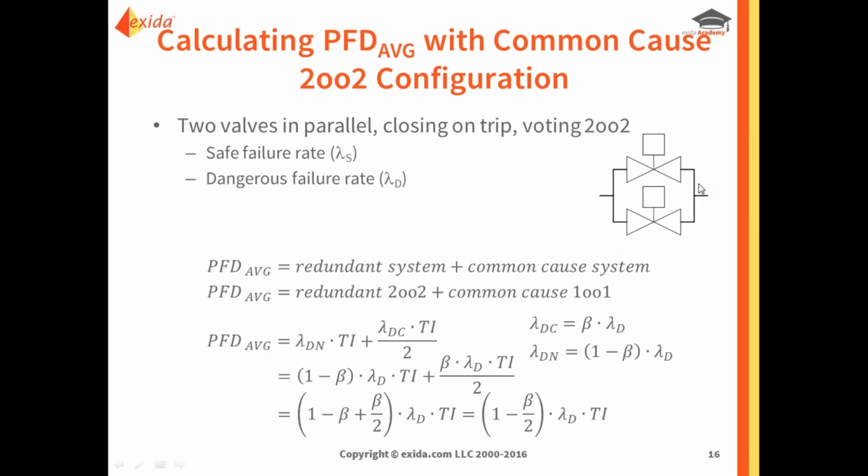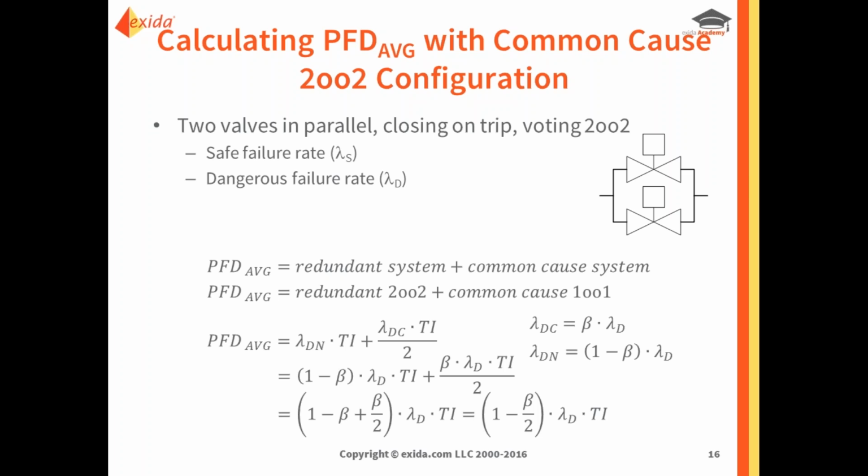Now let's look at a 2 out of 2 configuration, where in this example there are 2 valves in parallel, and they need to close and trip. If there's a dangerous condition in the process, the valves need to go to the energized or closed state, and in order for flow to stop in this scenario, both valves will need to close. Therefore, it's a 2 out of 2. Same safe and dangerous failure rate. Let's calculate the average probability of failure on demand.